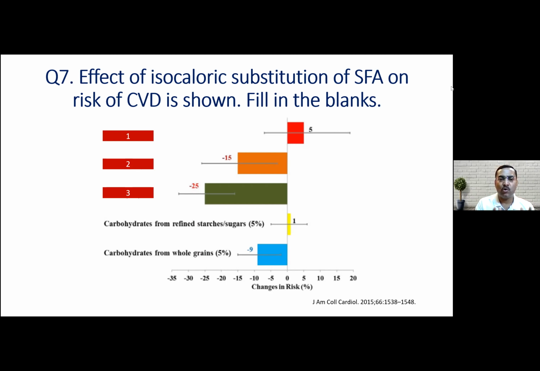For example, whole grain carbohydrates, if they replace saturated fatty acids, you reduce the cardiovascular disease risk by 9%. If you replace saturated fatty acids by, say, maida, refined starches, or sugars, you increase the cardiovascular risk by 1%. 1 is something, a form of food which increases the risk of cardiovascular disease if you replace saturated fatty acid with 1. With 2, you reduce the risk by 15%. With 3, you reduce the risk by 25%. So what do 1, 2, and 3 represent? I need you to give me 1, 2, and 3. What do they represent?